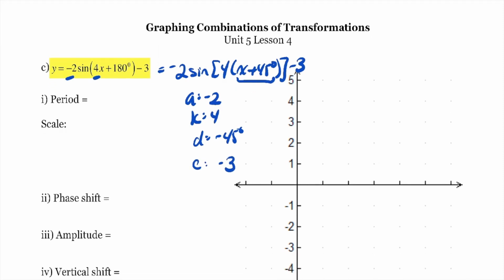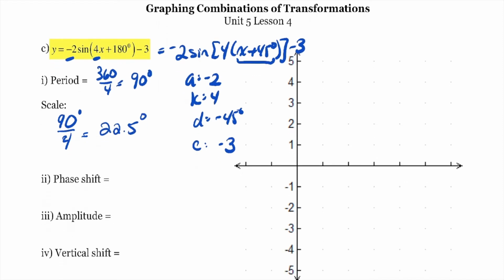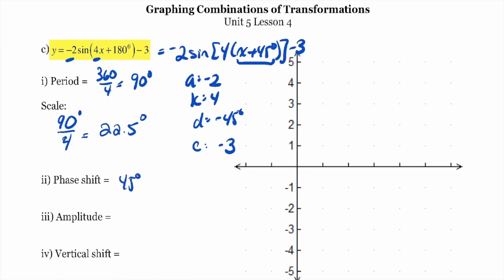So my period is going to be 360 divided by k. In this case k is 4, which gives 90 degrees. My scale, again, is going to be my period divided by 4, which is 90 divided by 4, which is 22.5. The phase shift in this case is going to be 45 degrees, but since d is negative, it's to the left. And the amplitude is the absolute value of a. In this case, it's 2.